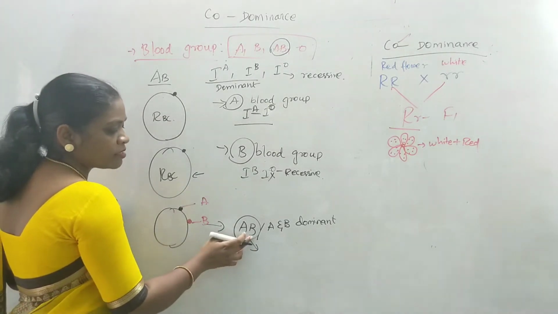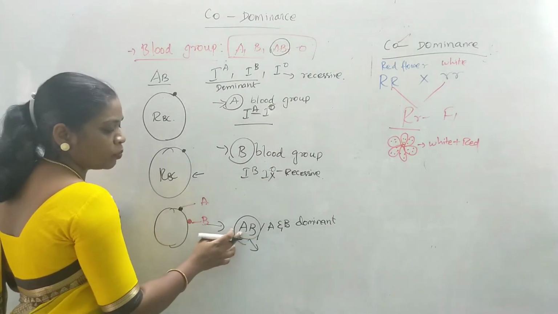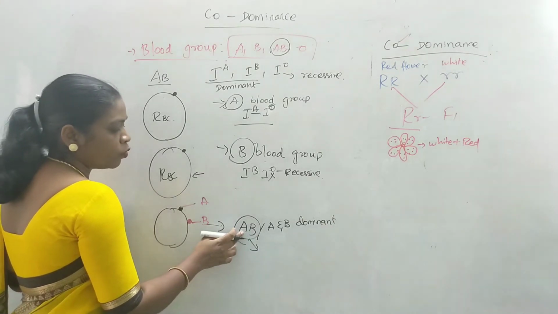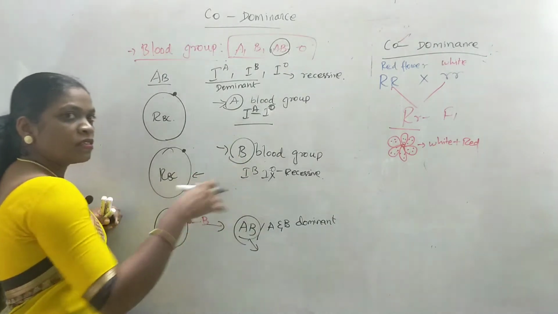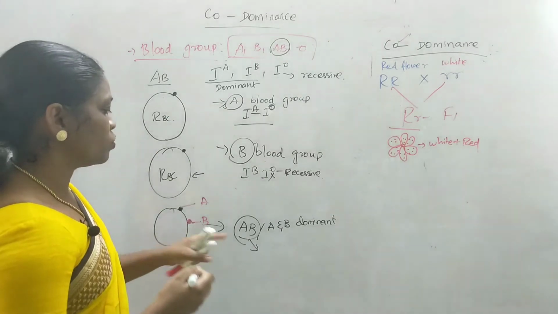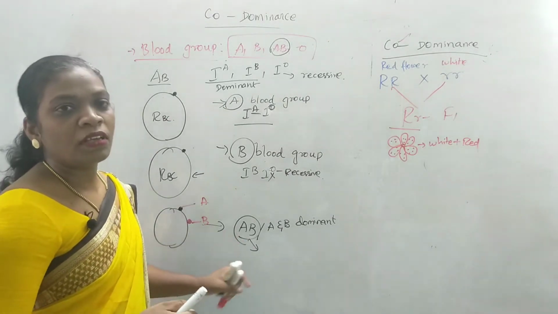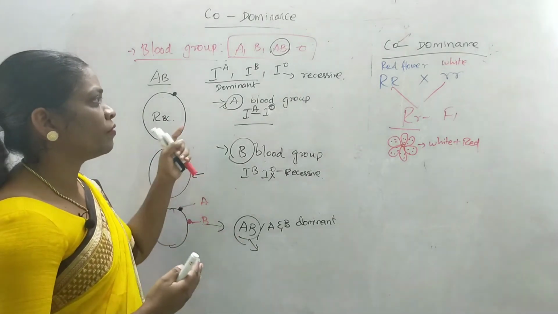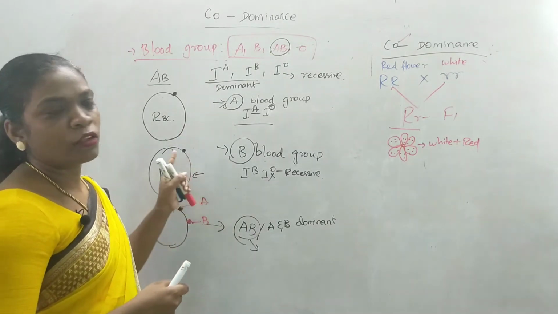This A is not going to mask the expression of B. B is not going to mask the expression of A. Instead, both A and B together express a new character, that is known as AB. Okay, that is AB blood group. That is the best example for codominance in case of human beings.